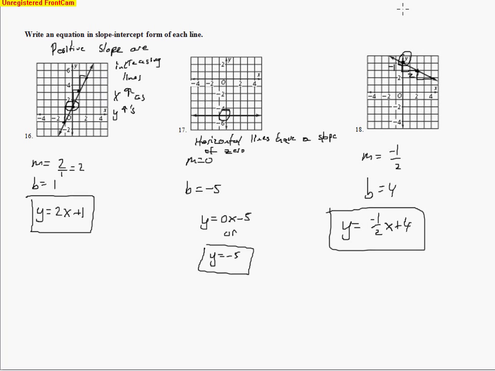And negative slopes are decreasing lines. And so a decreasing line means that as the x values increase, the y's decrease. So as my x value gets bigger, my y value always gets smaller. And that's something to look for when you're trying to figure out what the slope of a line is.